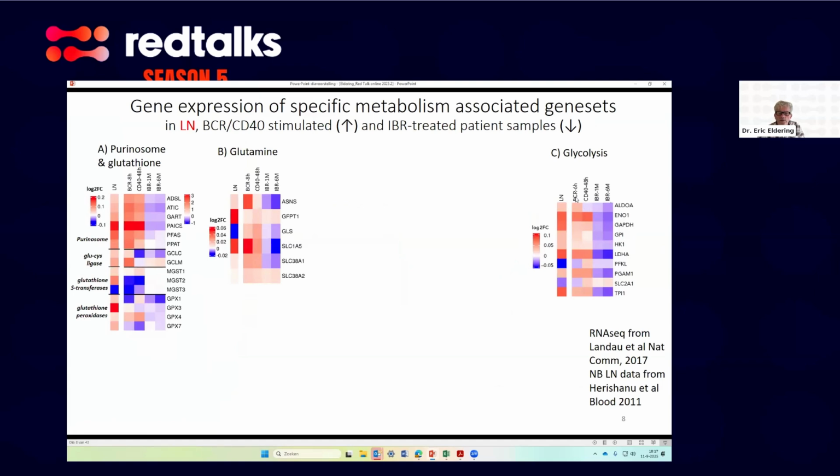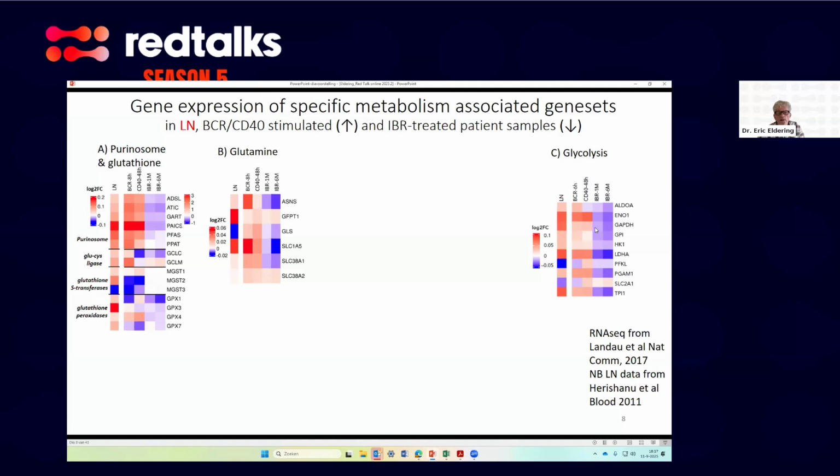And we see here the B-cell receptor stimulation, the CD40 stimulation, which we did in our lab, and ibrutinib treatment for 1 or 6 months, as was published by the group of Dan Landau in 2017. And here on the far left, you see the actual lymph nodes of patients, and that was derived from an earlier study based on microarray effect from lymph node data. So we managed to recalculate these data and compare them.